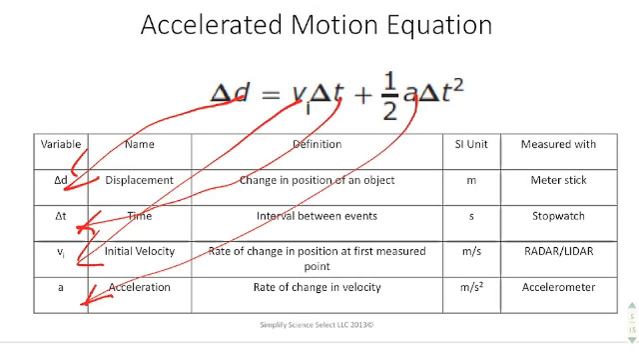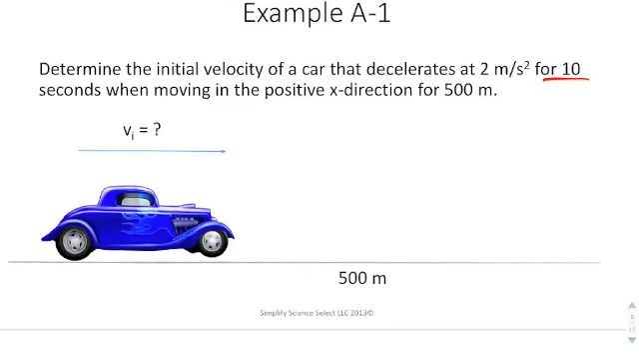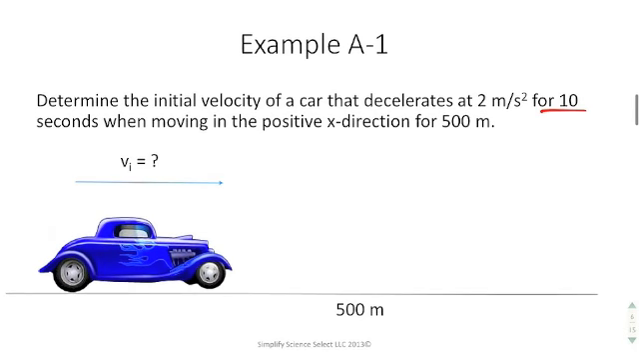Okay, so let's go ahead and do an example. The example says determine the initial velocity of a car that decelerates. Remember, decelerates is a key word. 2 meters per second for 10 seconds when moving in a positive direction for 500 meters. So we're trying to solve for the initial velocity.